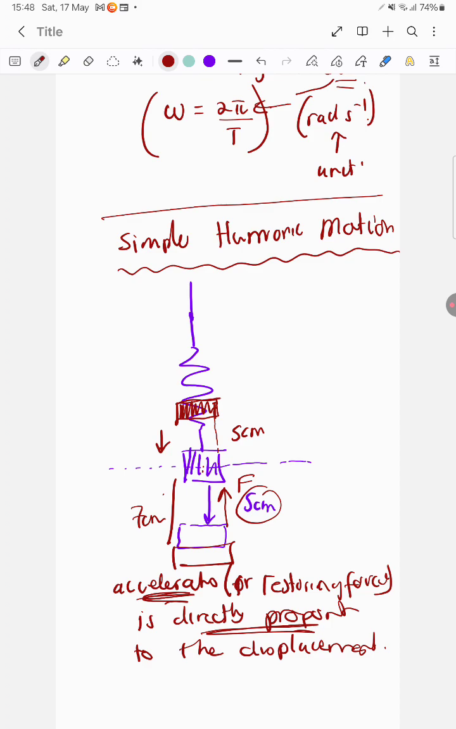So the full definition is: oscillation in which the acceleration or restoring force is directly proportional to the displacement. But you don't need to give both for the definition, just acceleration is enough. Just say acceleration is directly proportional to the displacement.